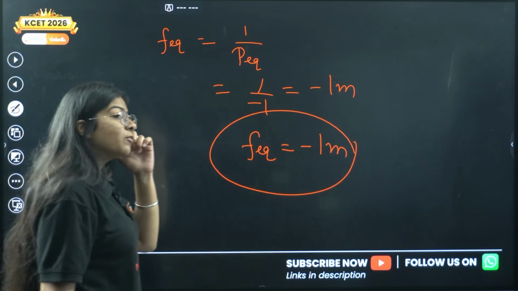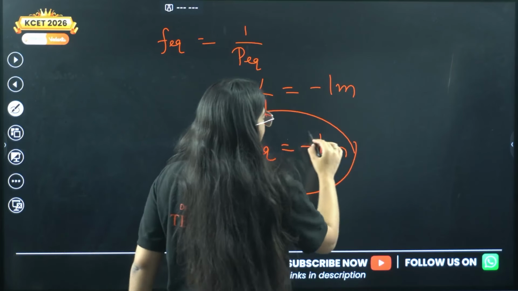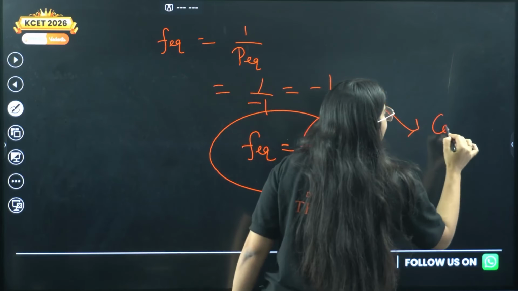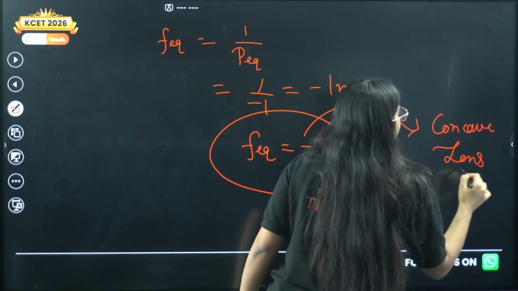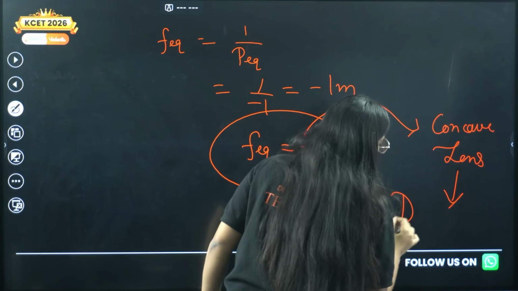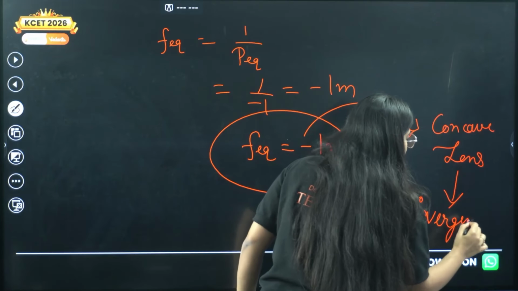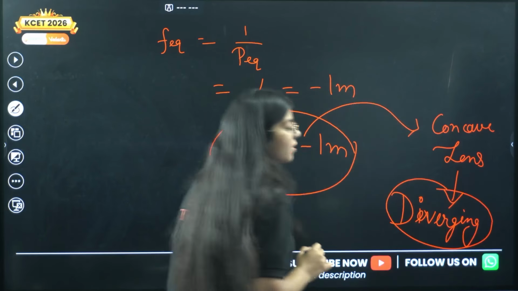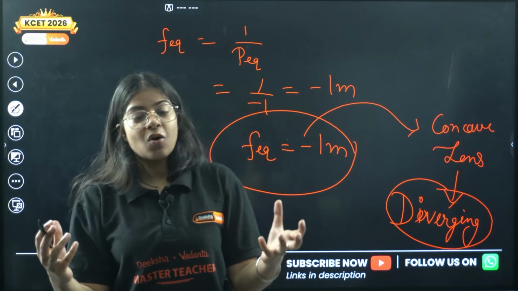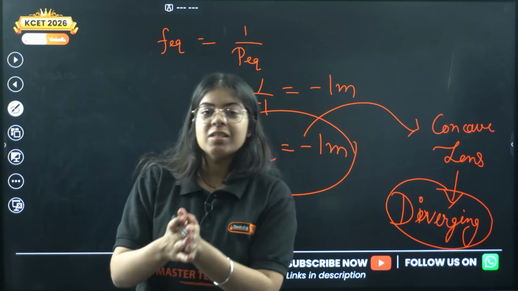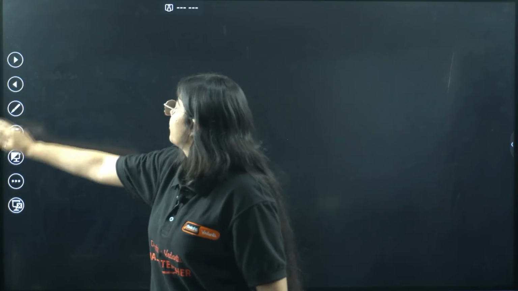Since equivalent focal length is minus 1 meter, that means what? Minus is concave lens, correct? Minus is concave lens, it's not mirror, it's diverging. I have a diverging lens because of the combination of one convex and one concave lens. I get a final concave lens because of their different powers. Correct?